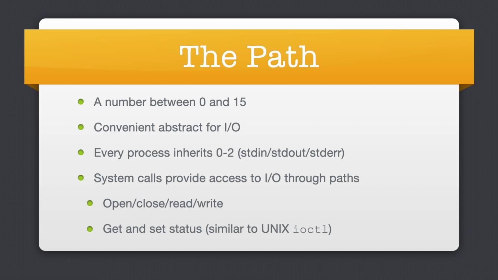Every process inherits 3 paths when it's created. Path 0 for standard input, path 1 for standard output, and path 2 for standard error. And this is exactly how Unix does it. Programs use standard OS9 system calls to obtain a path to a file or device, and then use system calls to read data from that path, write data to it, and then close the path when the program is done. And there are also special status calls that you can make on paths similar to IOCTL calls under Unix.